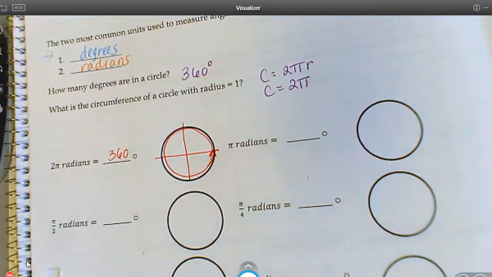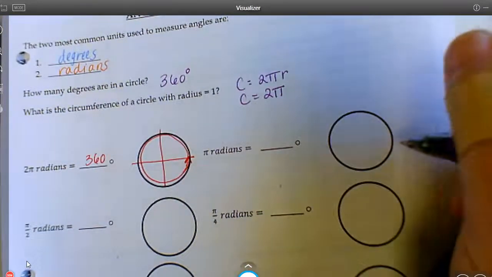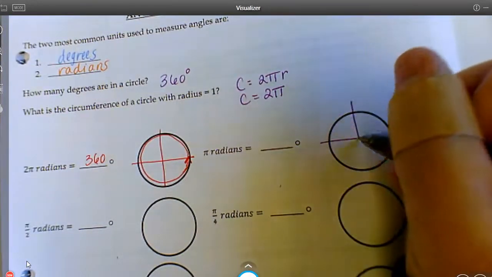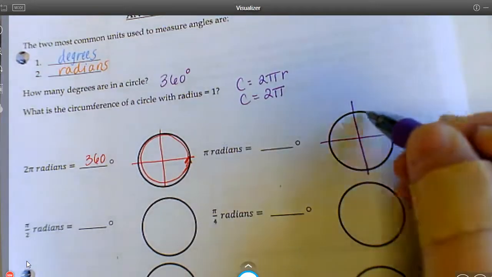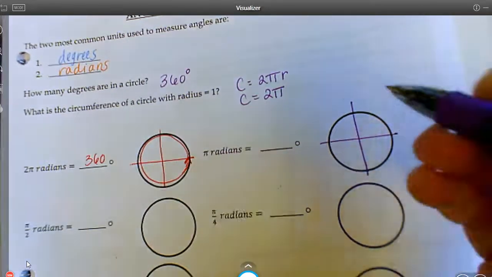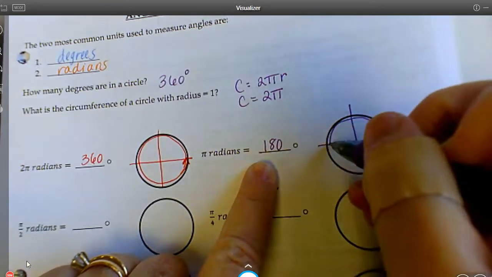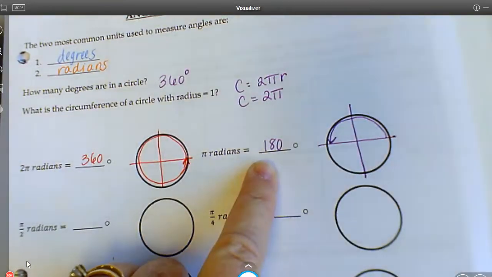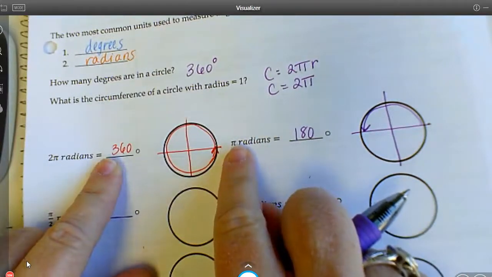Okay? If 360 goes all the way around, and that's represented by 2 pi, what do you think that pi would be represented by? So 360 goes all the way around, and it's 2 pi. So I think that pi would be represented by 180 because it would go halfway around. Because if 2 pi's all the way, pi's got to be half of the way. Good.